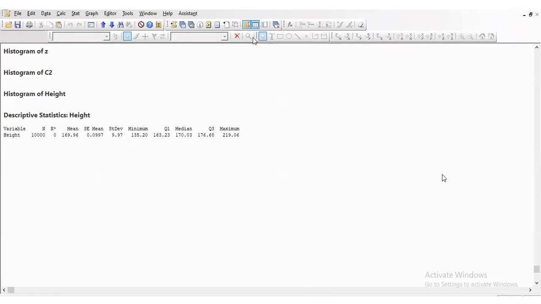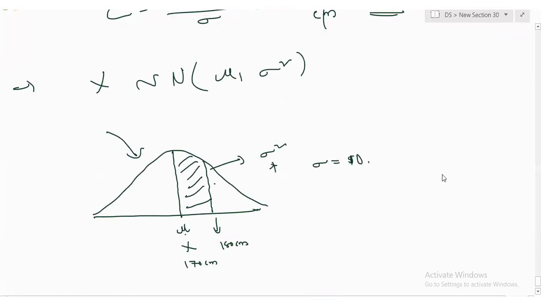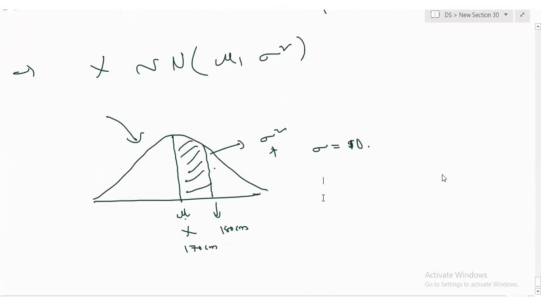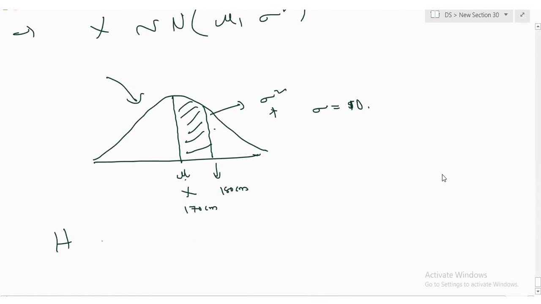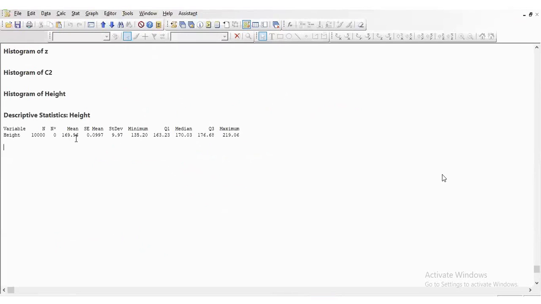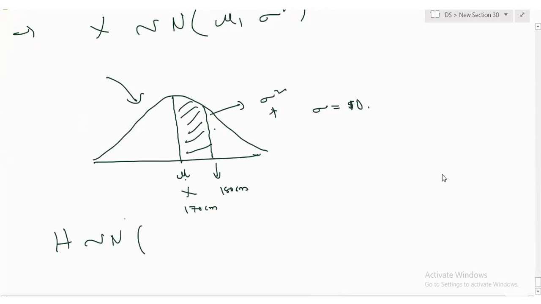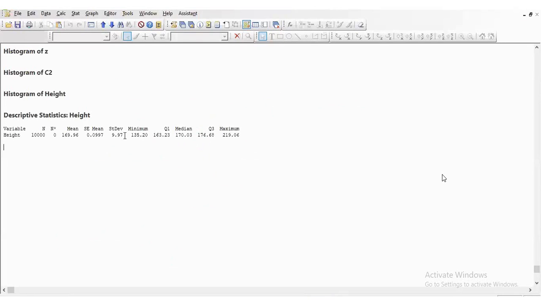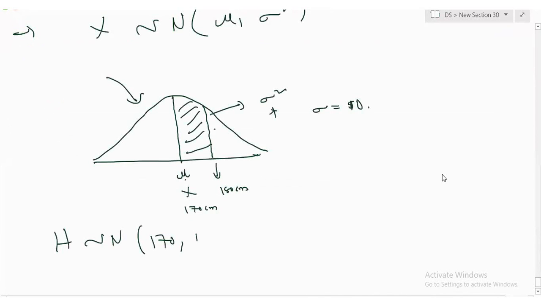So I should write: height should fall in the normal with mean 169.96. Can I take it as 170 for our consumption? Comma, what is the sigma square? 9.97. So can I take this as a standard deviation of 10? So 10 square. Did you understand?